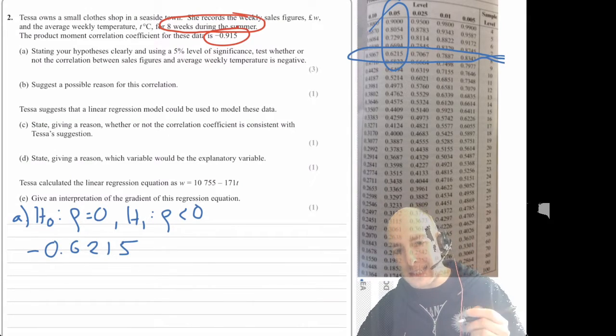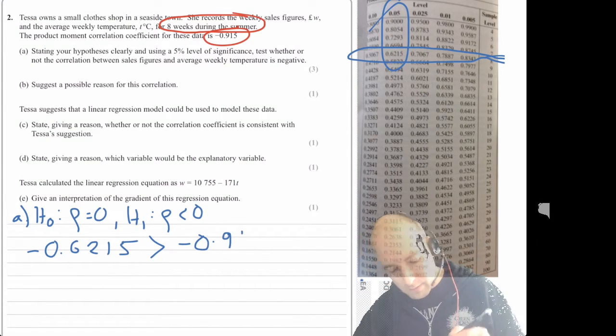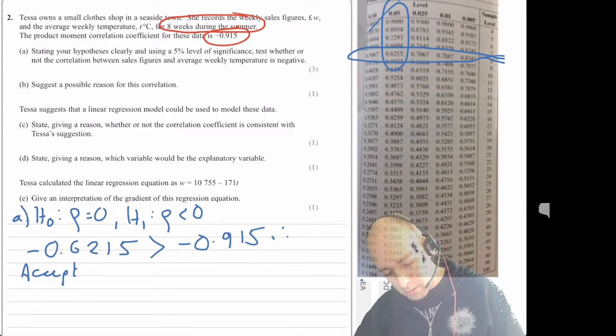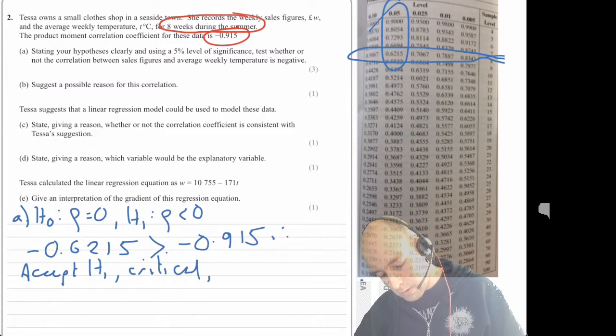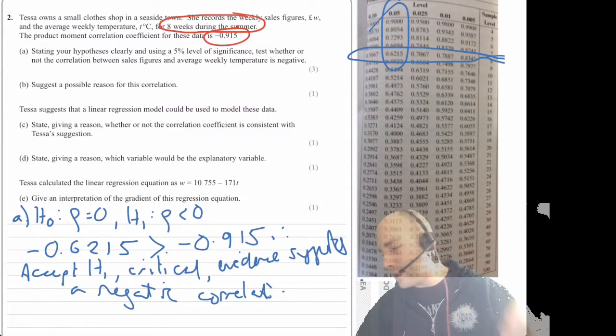Now our value is less than that. Our value is more extreme than that. So therefore we accept H1. The critical evidence suggests a negative correlation between temperature and weekly sales figures.